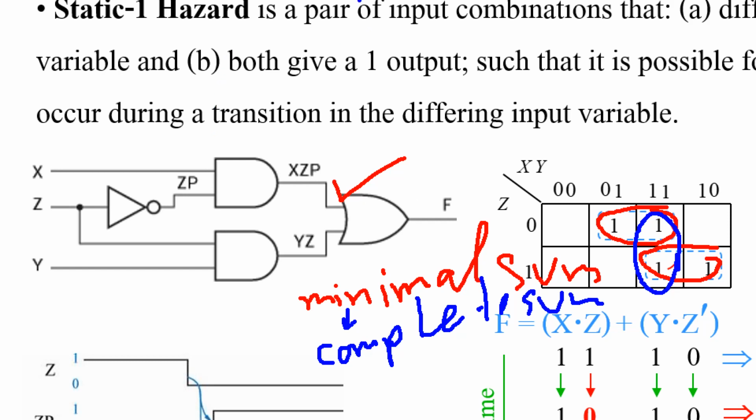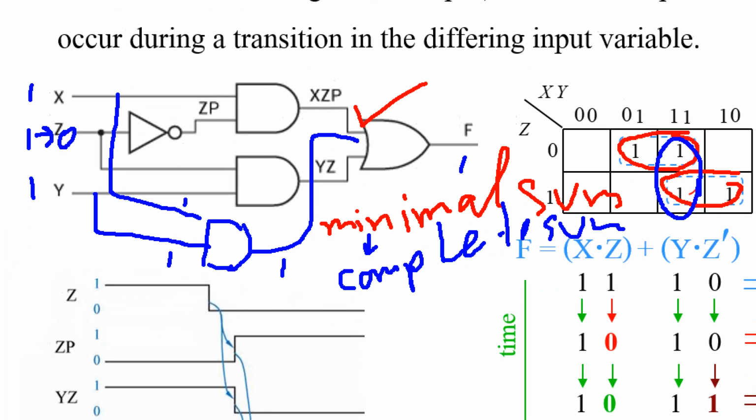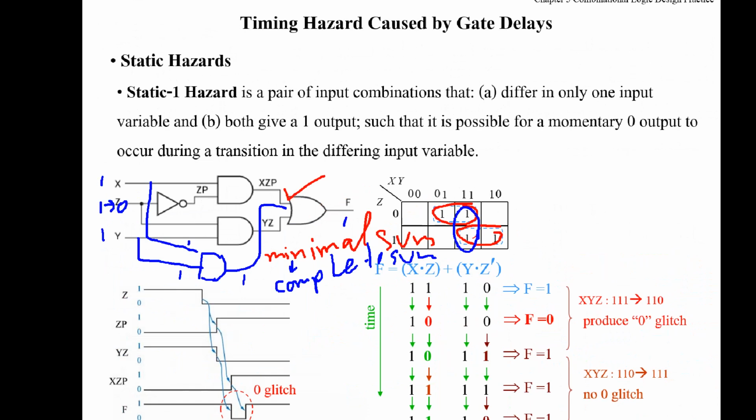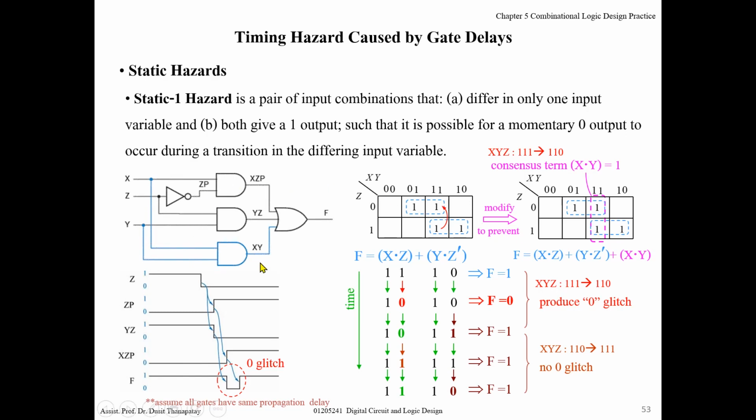So if you add one more AND gate, x and y, what happened? Input 1 1 1, this output is 1. f is 1 when z changes from 1 to 0. It does not affect this AND gate. It stays 1, so output f is still 1. So no zero glitch occurs. Do this one: add more consensus terms to make the complete sum, and your circuit becomes this.